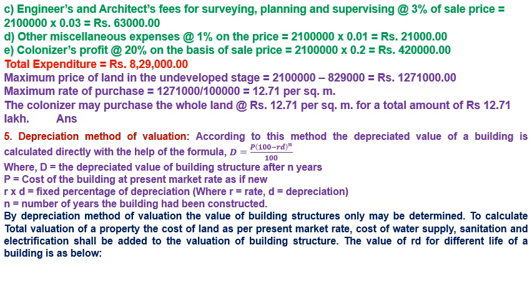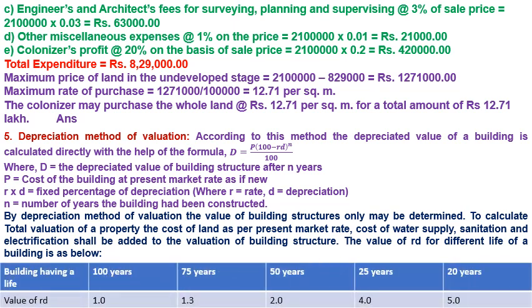To calculate the total valuation of the property, the cost of land as per present market rate, and the cost of water supply, sanitation and electrification shall be added to the valuation of the building structure. The value of RD for different life of building is as given below. If a building has a life of 100 years, then the value of RD is taken as 1. If the building has a life of say 75 years, then the value of RD is taken as 1.3. And similarly for 20 years, the value of RD is taken as 5.0.